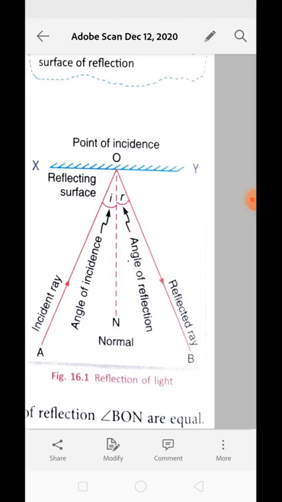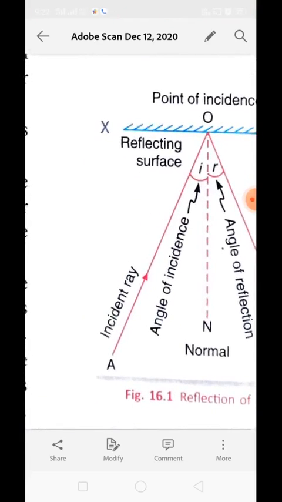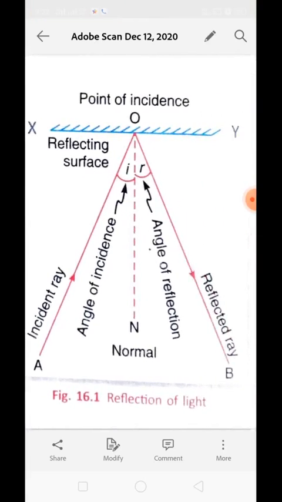Next, have a description of this. OA represents the incident ray. OB represents the reflected ray. ON represents the normal. OA is a ray falling on the smooth surface. XY is the mirror over here. OA is known as the incident ray. Understood? And OB is known as the reflected ray. OB is the ray which is coming back from the mirror.